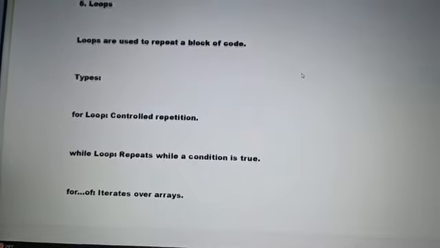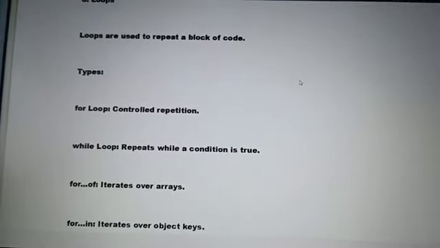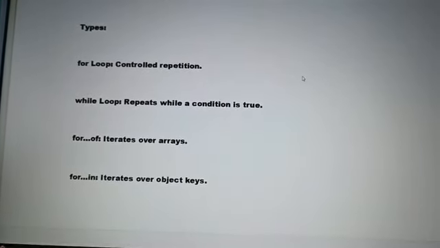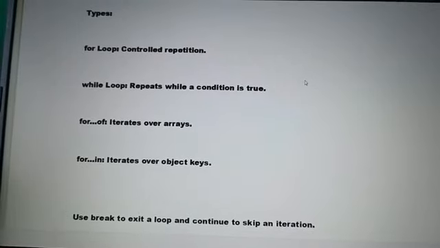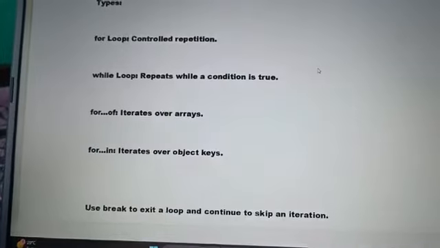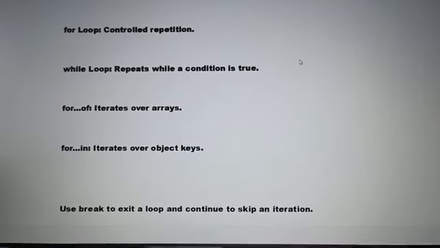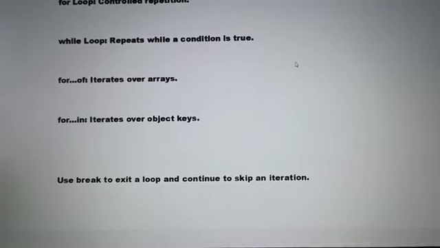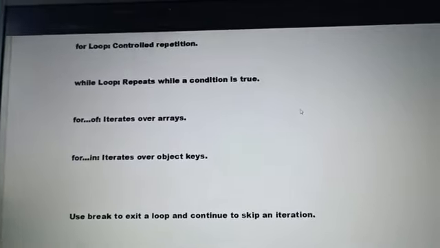Loops are used to repeat a block of code again and again until we reach our requirement. There are specific types which we generally use in JavaScript. They are for loop, while loop, for of loop, and for in loop. The for loop is used to control repetition, while loop repeats only while a condition is true. For of iterates over arrays, and for in iterates over object keys.